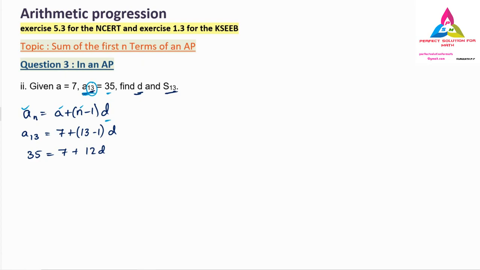So next what do we have to do? This 7 we have to shift, because we have to keep the unknown thing on one side. So from 35, when we shift the 7, it becomes minus, because here we have plus and here also we have plus.